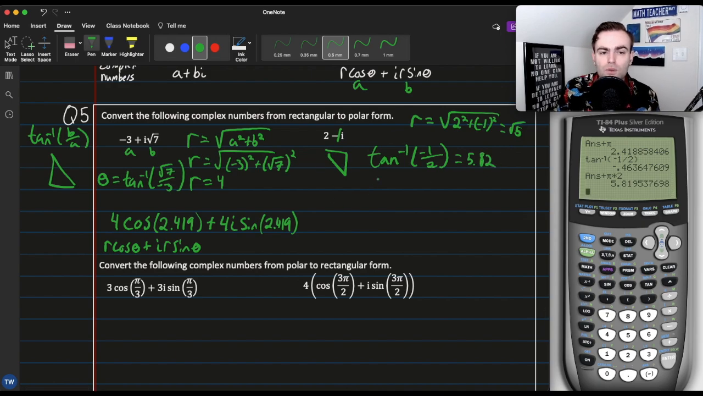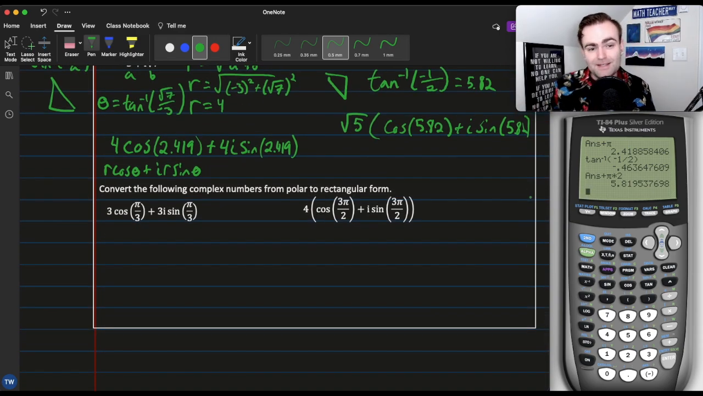So this in polar form would be, let's factor it out this time, the square root of 5 times the cosine of 5.82 plus I sine of 5.82. So, not that bad, right?